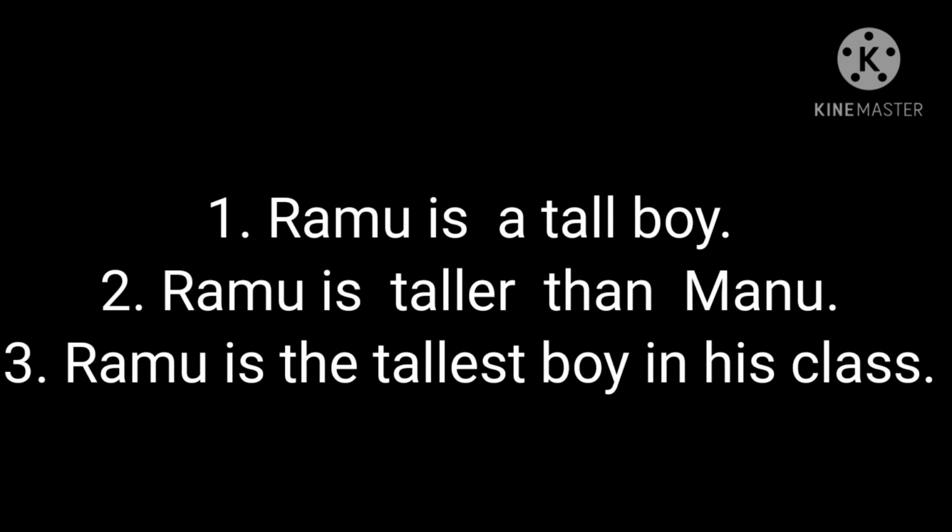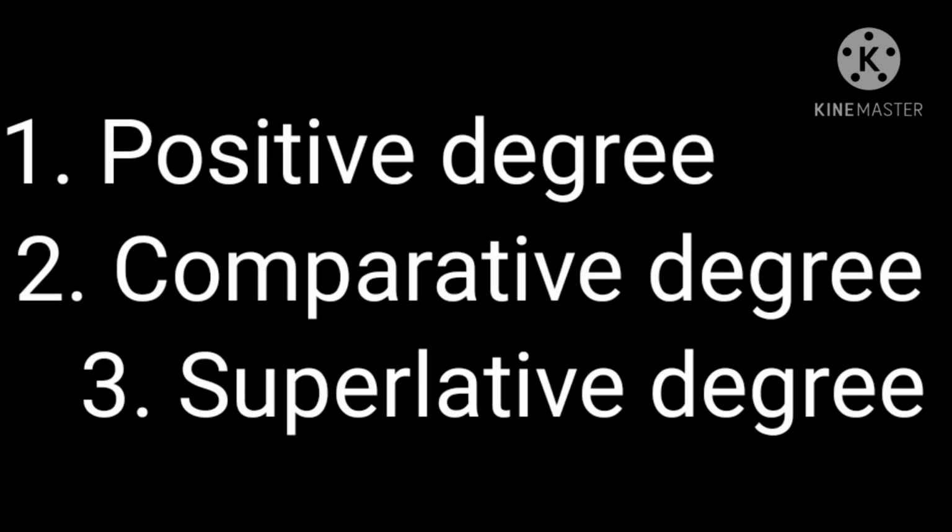And see the changes in the form of adjectives in these three sentences. In the positive degree, the adjective comes as it is, tall. In the comparative degree, it is taller than. And in the superlative degree, the adjective is the tallest. So these are the three degrees of comparison: positive degree, comparative degree, and superlative degree.